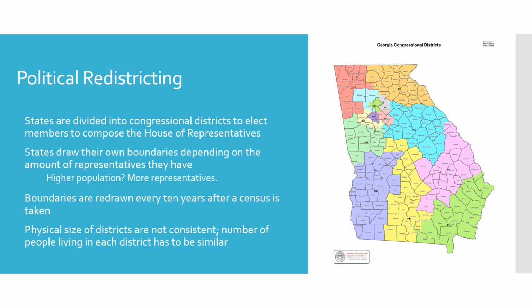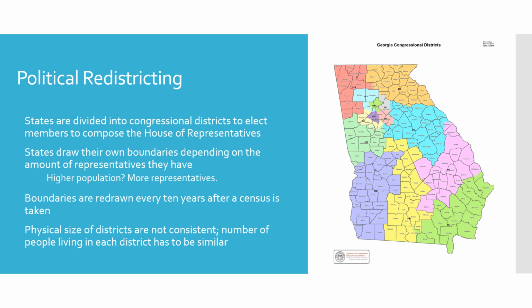So states have the ability to draw their own boundaries. And that happens every 10 years. And that process is called redistricting. The thing is that you got to understand before you draw those, how many people live in your state and where do they live? Because the district sizes are based on population, meaning that each district has to have around the same amount of people living in it.